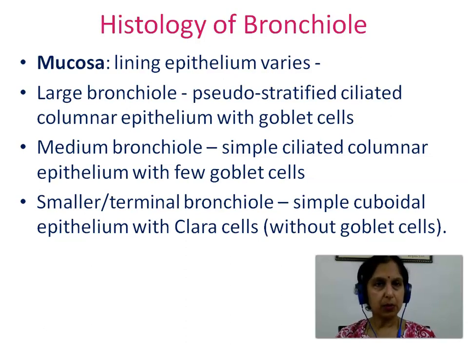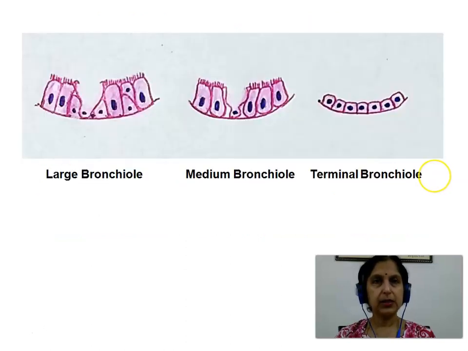A large bronchiole has lining epithelium of pseudostratified ciliated columnar epithelium with goblet cells. Medium-sized bronchiole is lined by simple ciliated columnar epithelium with few goblet cells, and terminal or smaller sized bronchioles are lined by simple cuboidal epithelium with Clara cells, and they do not have goblet cells. Here we have a diagram showing us the lining epithelium of the three types of bronchiole.